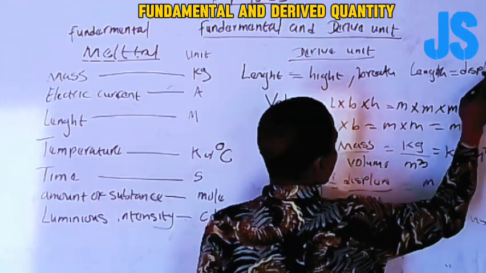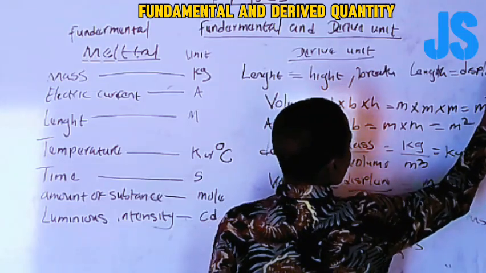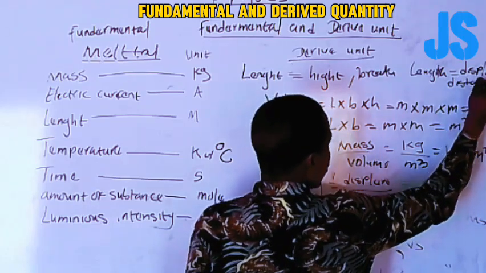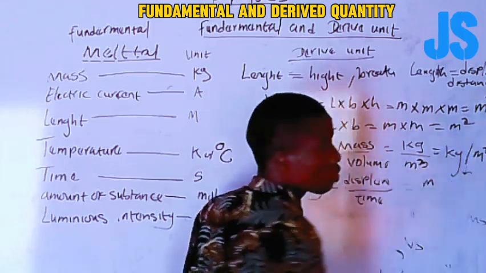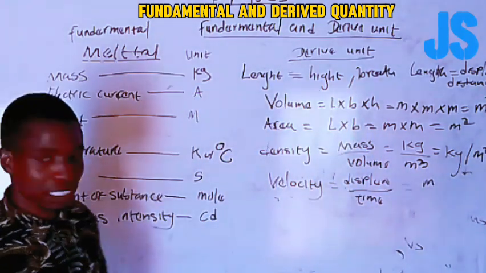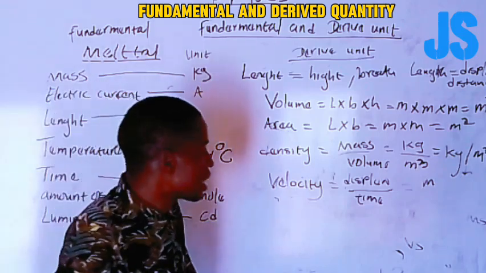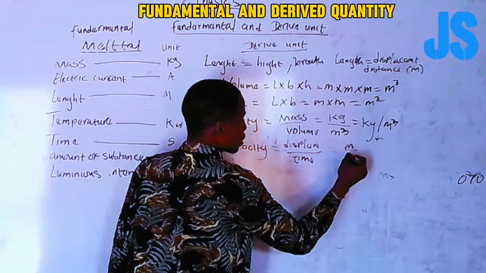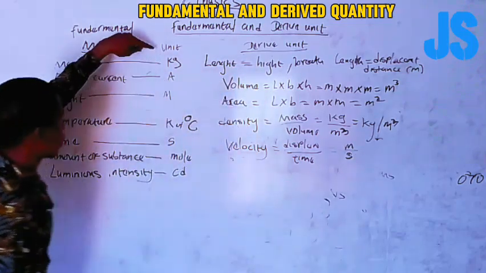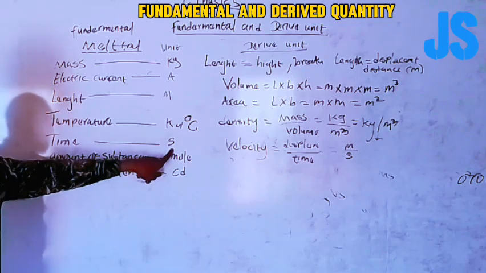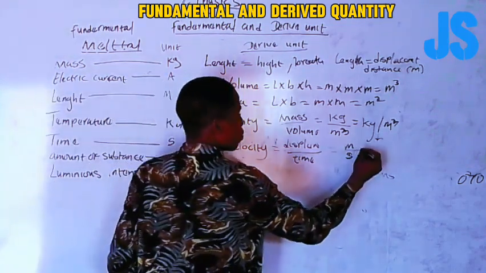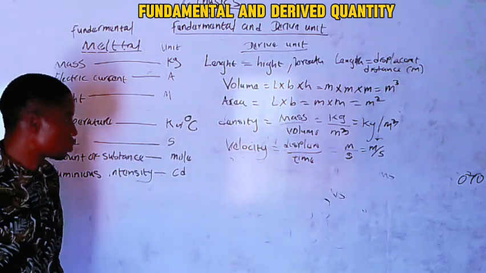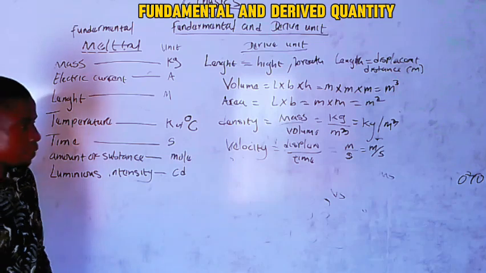Displacement is still the same thing, or distance. All of them are using meter. Notice that. Now, displacement is meter and time, you use seconds. Look at it here. Time is seconds. That's why we said meter per second. Now, let us go to speed.